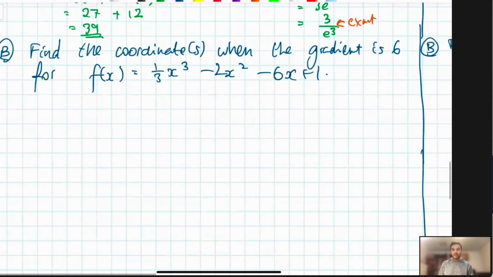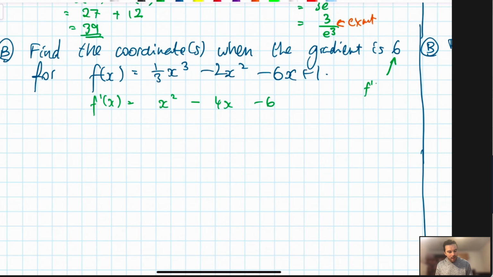Find the coordinates where the gradient is 6. Now this is a bit of a classic question. You firstly want to differentiate. 3 times a third is simply 1, so x squared minus 4x minus 6. Then you want to find when the gradient is 6. So this is saying f dash x is equal to 6. Wherever we see the f dash x, the gradient, I replace it with 6, like this.